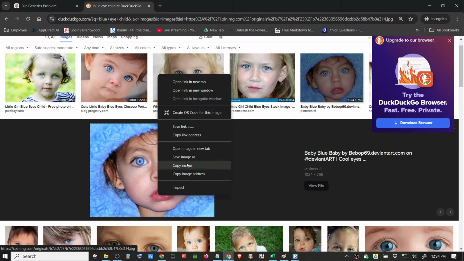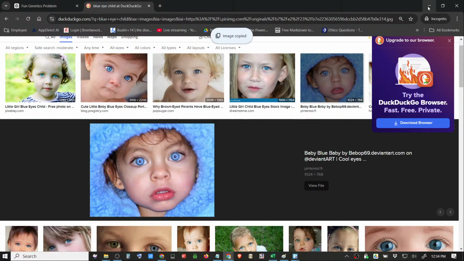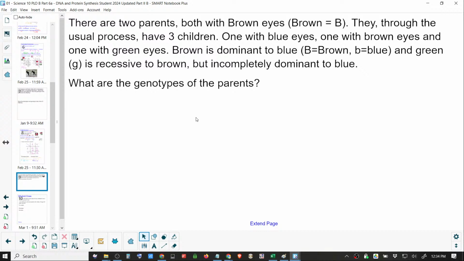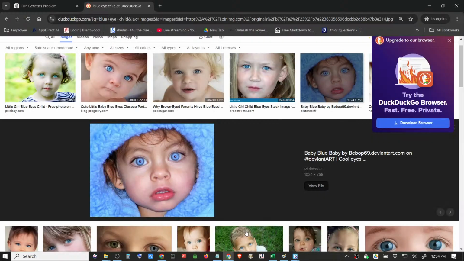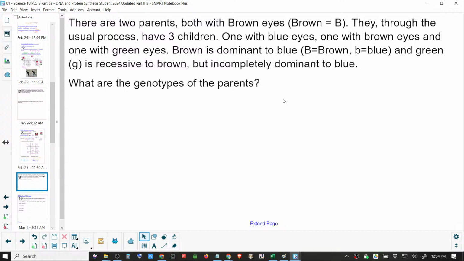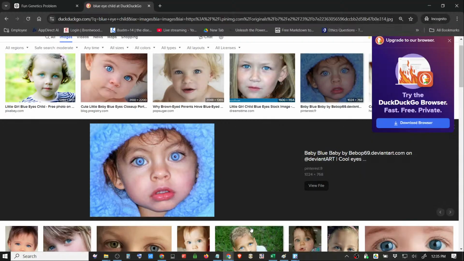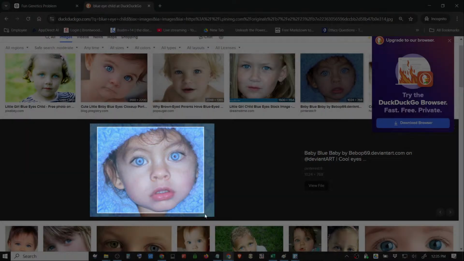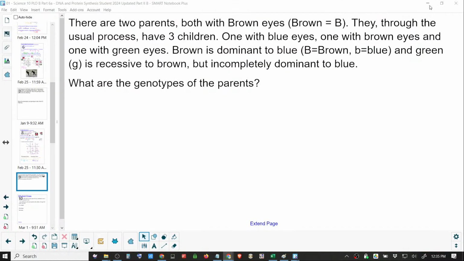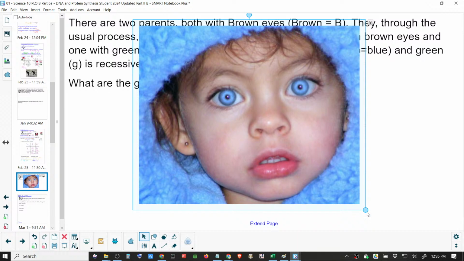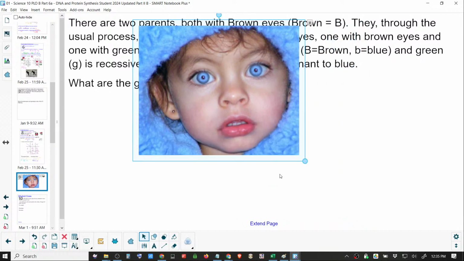Just going to steal that image. Oh, and I can't. Listen to me. Yes. What are you doing to me? Copy image. There we go. Paste. Okay. You cannot stop me from stealing things because this is my computer. Yeah. How do you like them apples? I would be here.